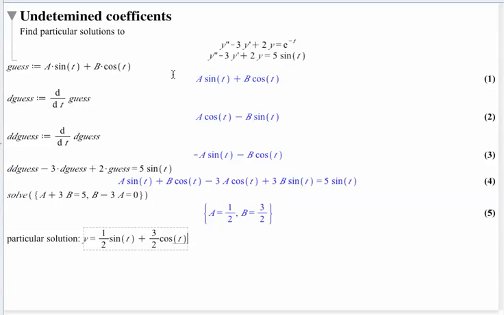So our basic technique is to use the right-hand side to guess the form of our solution, plug that into the left-hand side, and make the coefficients work.